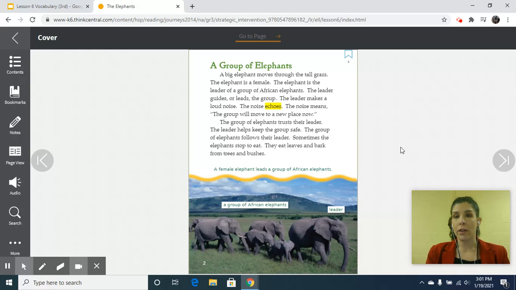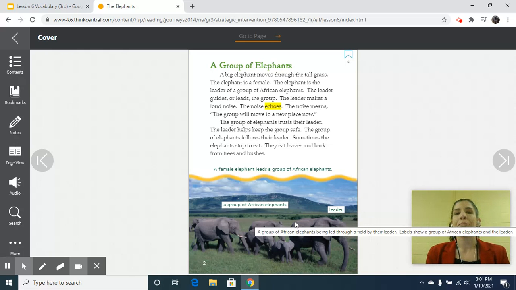So again, a group of elephants. A big elephant moves through the tall grass. The elephant is a female. The elephant is the leader of a group of African elephants. So remember, this is our leader, and she is a female, and these are the group of African elephants that are going to follow her. The leader guides or leads the group. The leader makes a loud noise. The noise echoes. The noise means the group will move to a new place now.